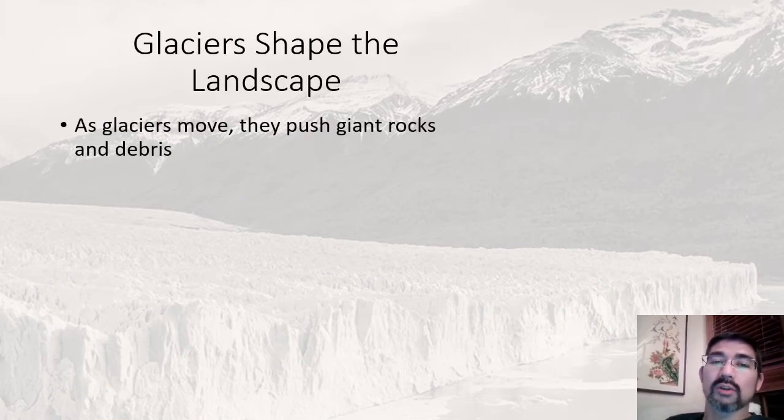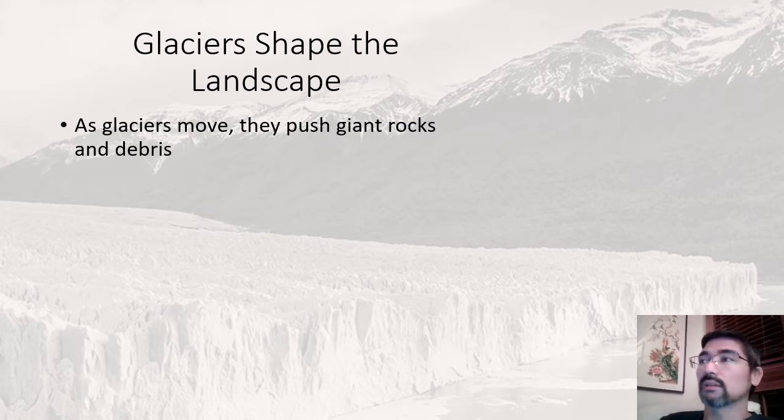Okay, so let's talk a little bit more about how glaciers shape the landscape. So glaciers move, and they move very slowly. It's a colloquialism to say that something that's happening slowly is happening at a glacial pace or at a glacial rate. Okay, but glaciers only move like, I don't know, a few centimeters every year.